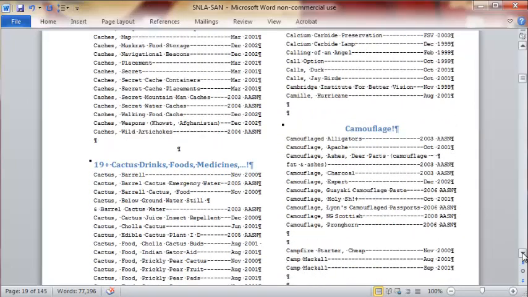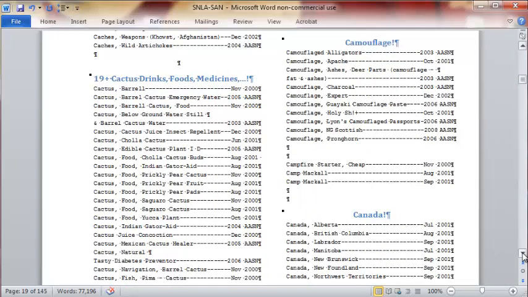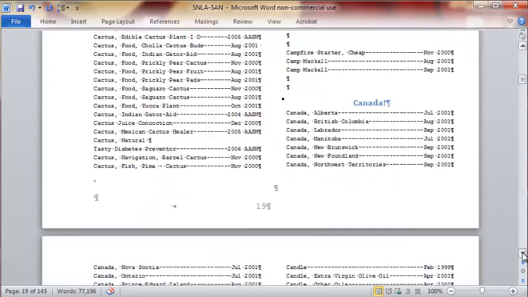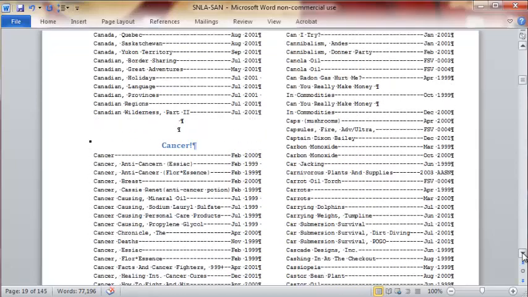Real survival, especially used by the Indians in the Southwest United States. Camouflage and Canada. Talk about Canada. Real detailed about Canada. And we got cancer.